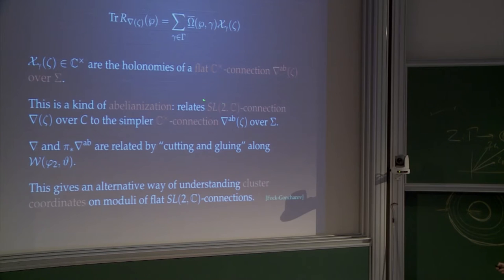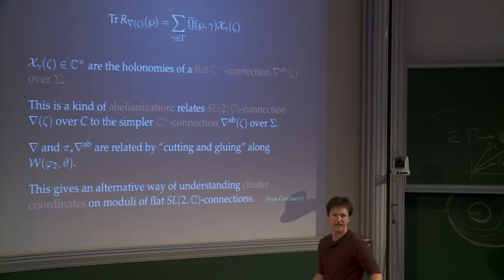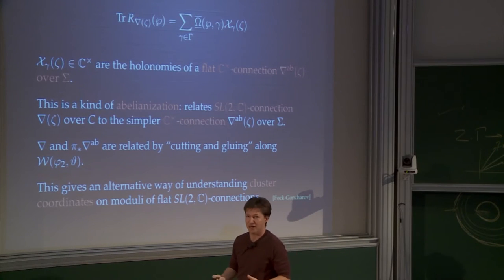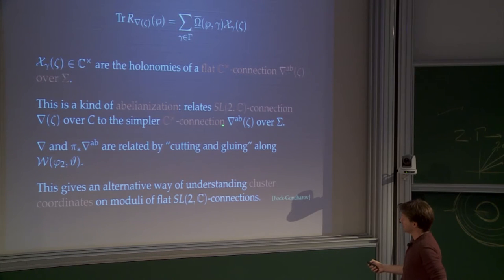So in particular, what this says is that if you have an SL2C connection, and this is supposed to actually be a one-to-one map, the datum of the SL2C connection over the curve up to equivalence is equivalent to the data of the C star connection up to equivalence over the covering. So what that says is that there's some coordinate system on the moduli of flat SL2C connections, identified with the moduli of C star connections over this covering.